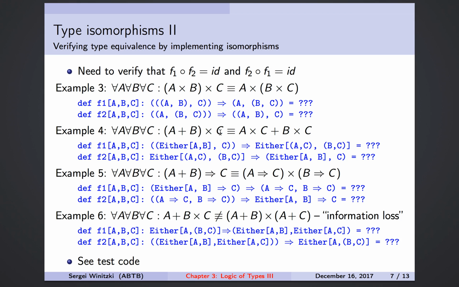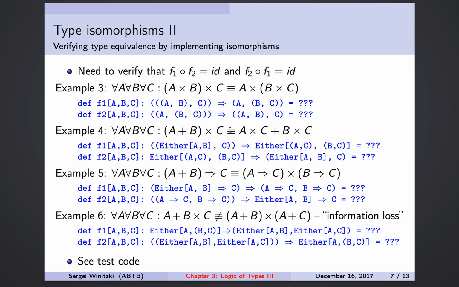The first function is a tuple, argument is a tuple of two parts. One part is either of a, b, and the other part is c. The result of this function is an either of left part of the disjunction being a tuple of AC, the right part of the disjunction being a tuple of BC. And the function f2 has the two types in the opposite order. Note extra pair of parentheses around the tuple on the left side.